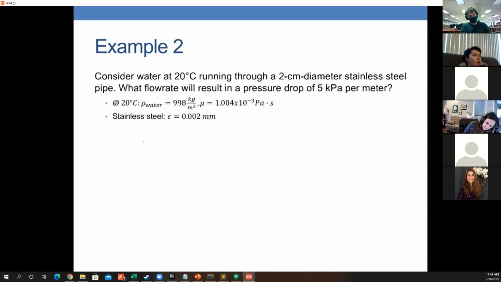So delta P over L, and I'm just going to use some function of Reynolds number because it could be either one. And Reynolds number.